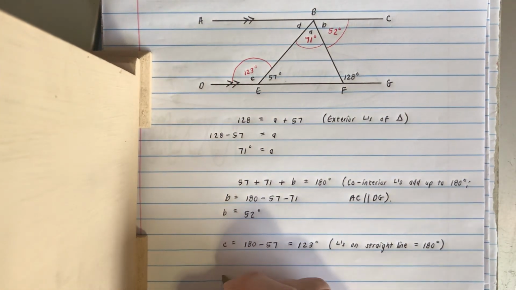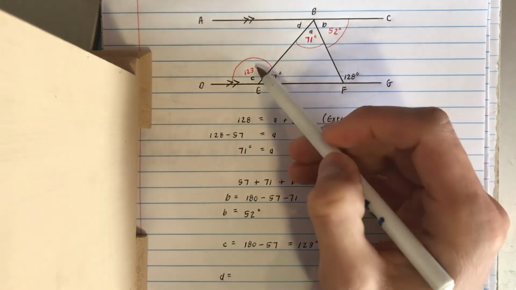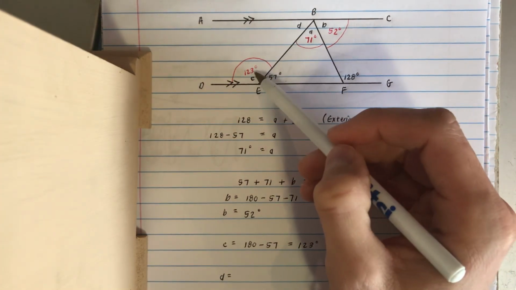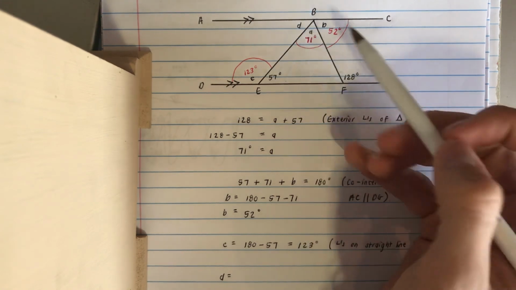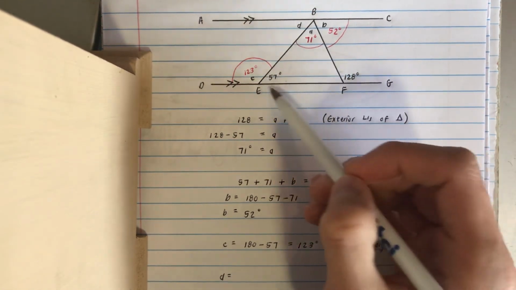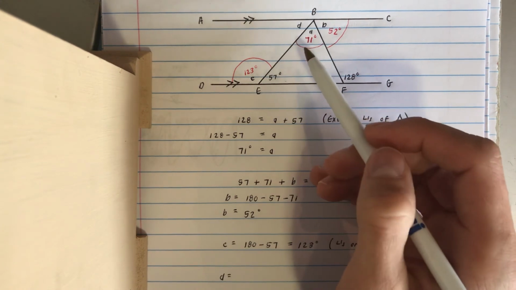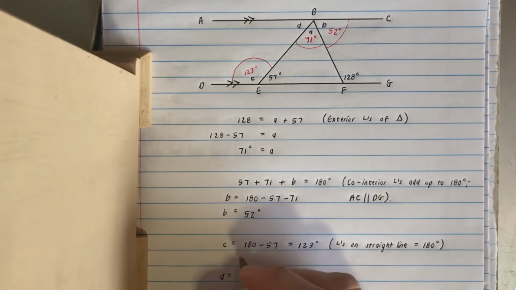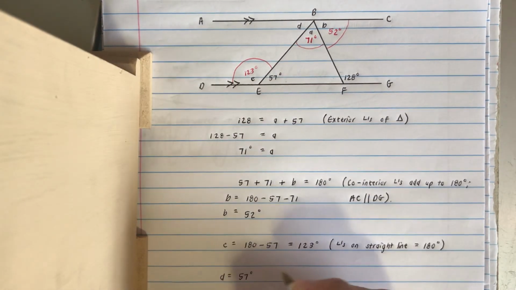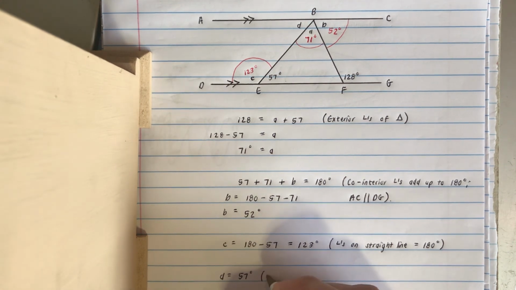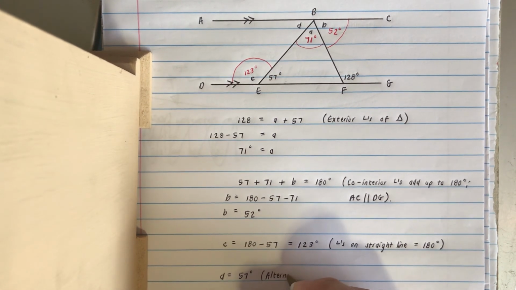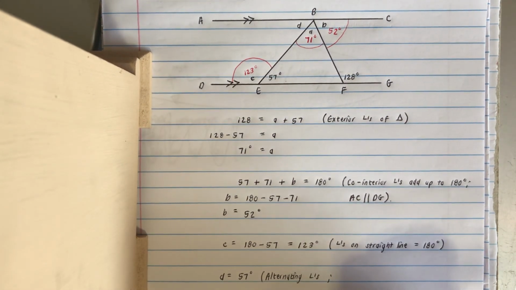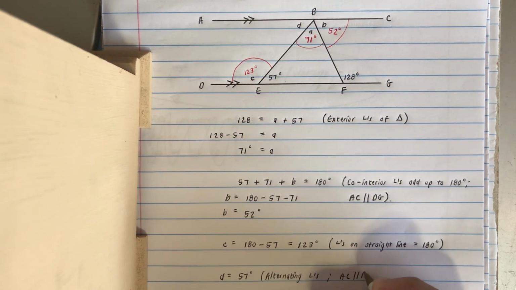We say D, because you can also use co-interior angles here. You can say 123 plus D must give you 180 degrees, but it's very obvious that you can use the alternating angles, and it will be the easiest way. Okay, so we say D is equal to 57 degrees, and we will just say the reason is alternating angles, and we must also include the parallel lines. So we will say once again AC parallel to DG, and that is it.